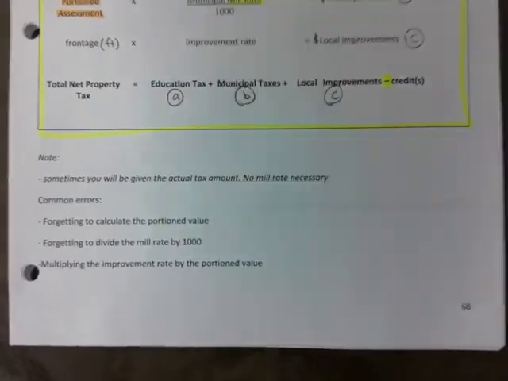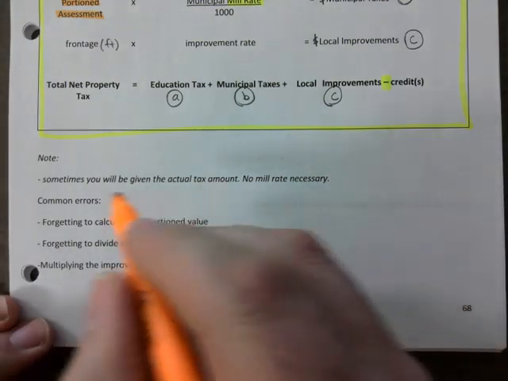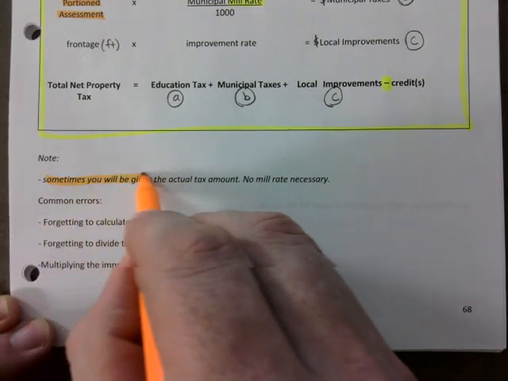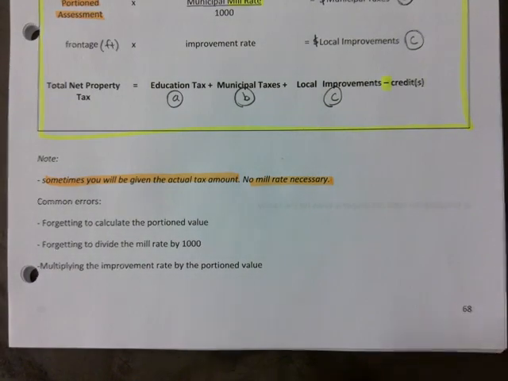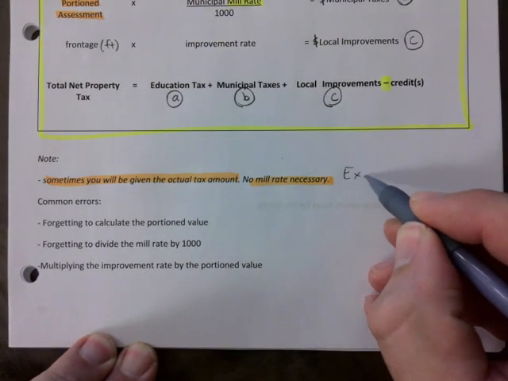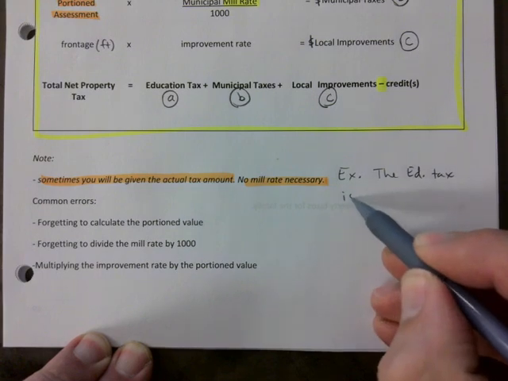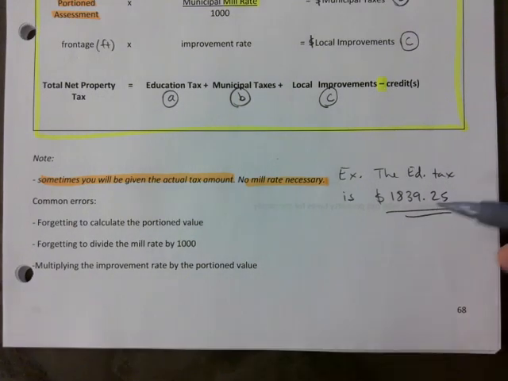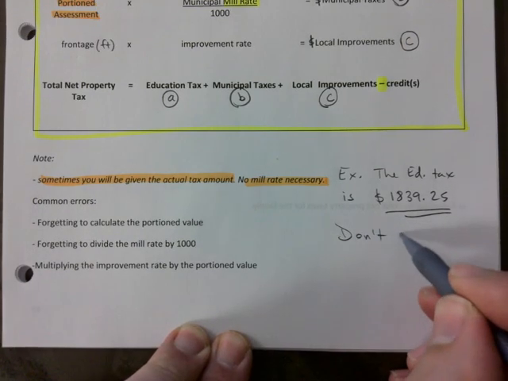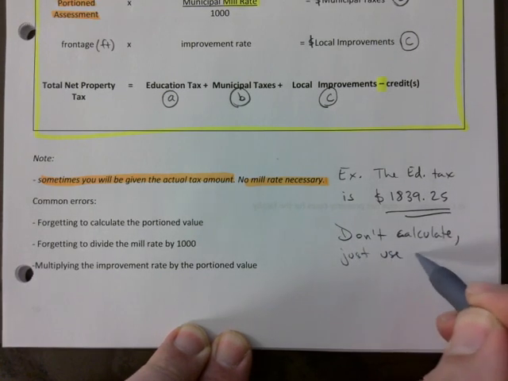Couple notes here. This is just from me teaching this over and over again, okay? Sometimes you'll be given the actual tax amount. No mill rate necessary, okay? Example, the education tax is, let's say, 1,839.25. This is it. Don't calculate it. Just use it as is.